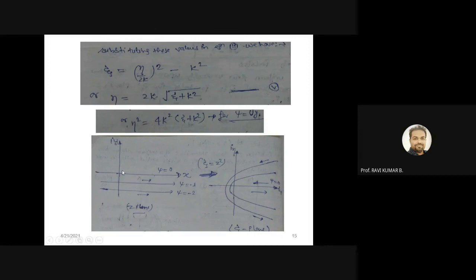In the z plane, these are the free stream flow parallel to the x axis. If we apply zeta is equal to z square, that becomes the parabola. This kind of parabola you will be getting. Its vertex is coming on the negative xi axis, all vertices will be forming here. So flow will be coming like this and leaving like this. In the z plane there is a free stream flow parallel to the x axis.